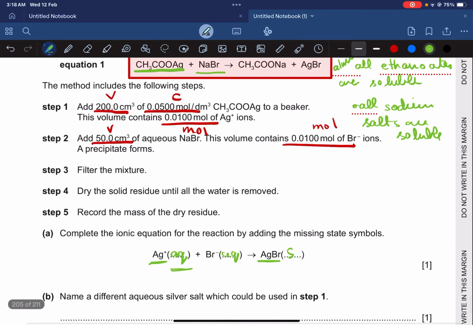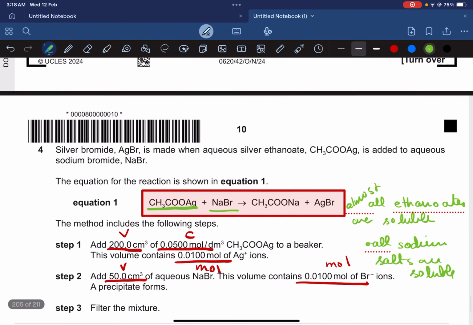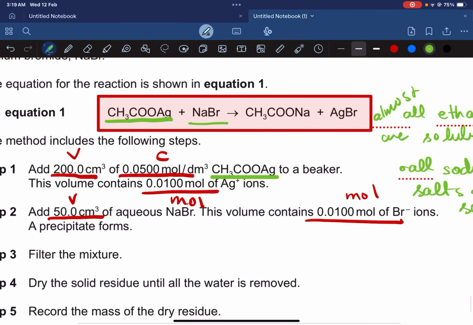Okay. Name a different aqueous silver salt which could be used in step 1. For step 1, we have taken silver ethanoate, which is a soluble salt. The requirement is that whichever salt we take should be soluble. Why? Remember, in the precipitation method, when we are making an insoluble salt, we have to take 2 soluble salts, and that then makes an insoluble salt. We are making silver bromide, which is insoluble, so for that we need to take 2 soluble salts. So if we take any other salt than silver ethanoate, we need to make sure that it's soluble.